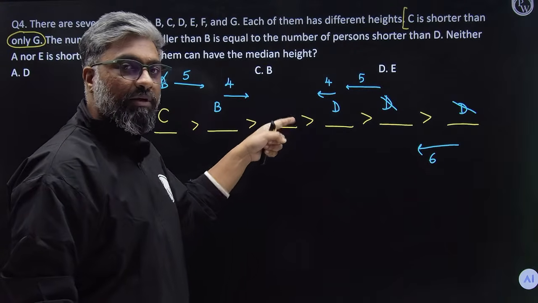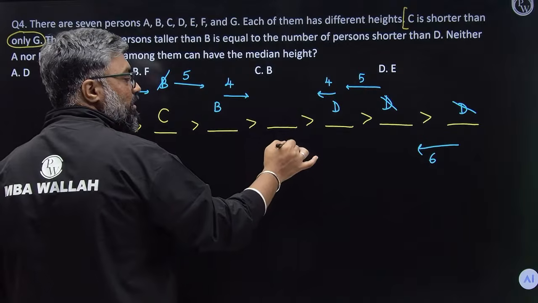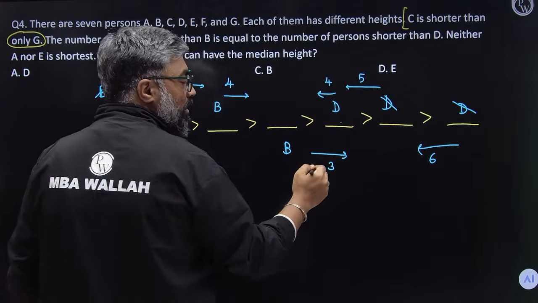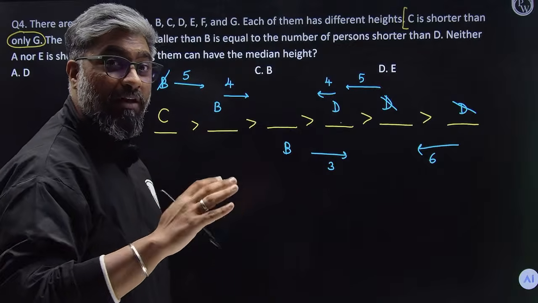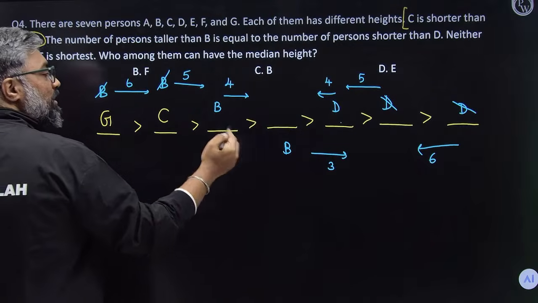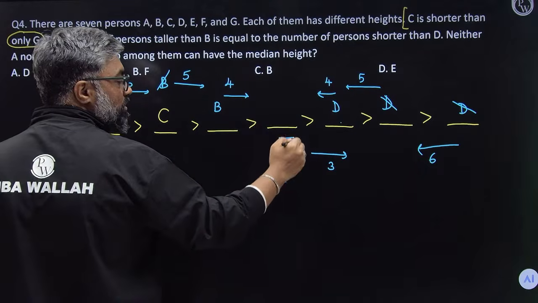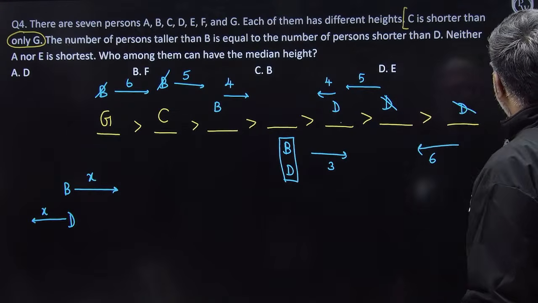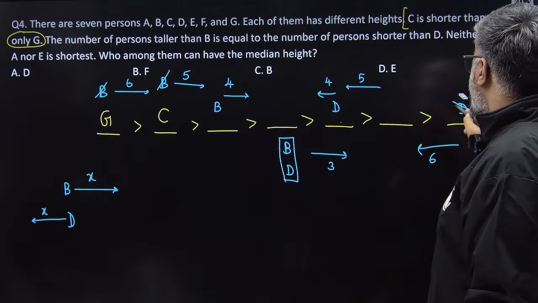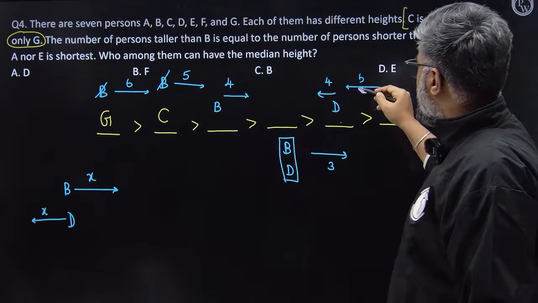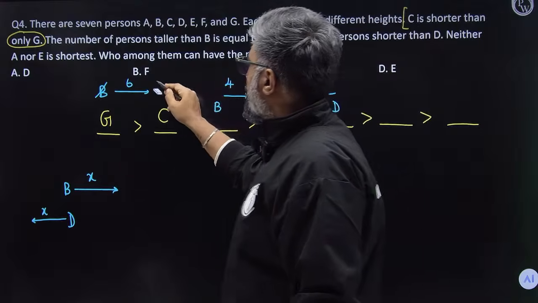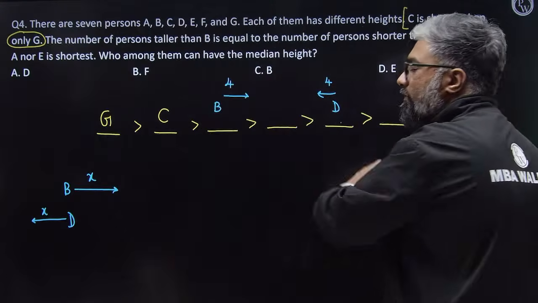Can I place B or D here? Can I place them here? What happens if I place B here? To the right of B, there are how many? 1, 2, 3 people. That means there should be 3 people to the left of D also. 1, 2, 3 people to the left of D. B and D both sitting on one seat. Is it possible? No. So far, what do I know? I know that D could either come in this place and B would come in this place, correct? This is one of the cases.